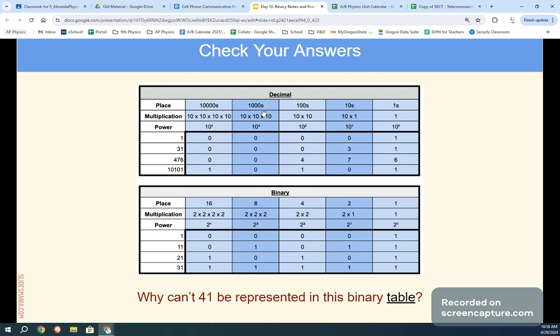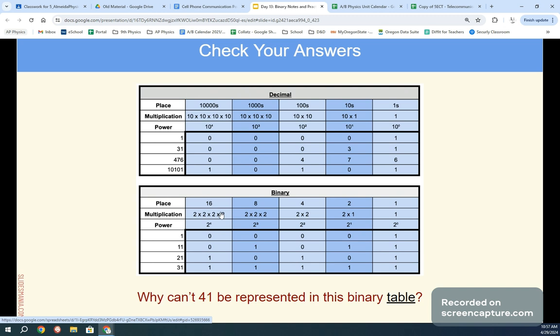So if we fill stuff out, we can get each of the values that we're trying to get. In this case, this first one, we're trying to get 1. So you just put a 1 in the ones place, done. 31, we would put a 3 in the tens place to count for the 30, and then a 1 in the ones place to count for that last bit. 476, 4 in the hundreds, 7 in the tens, and 6 in the ones, and so on and so forth.